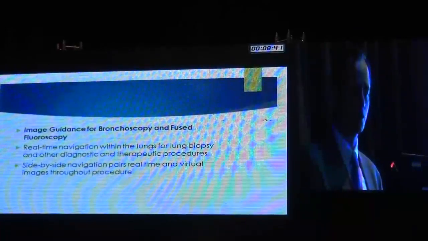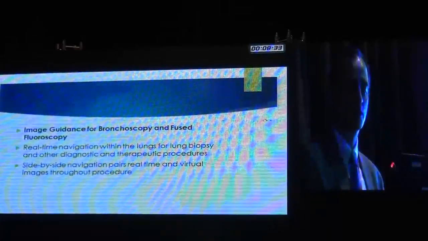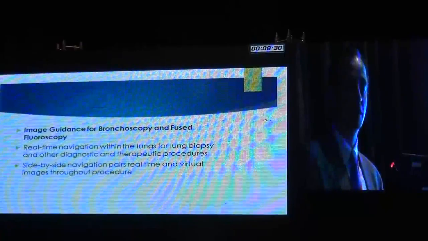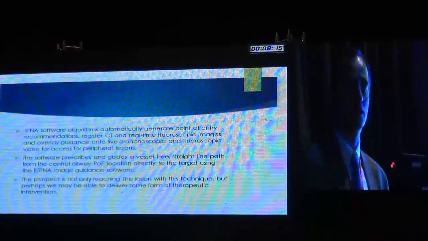Basically, it's a very complex machine that has virtual bronchoscopy with fluoroscopy, so it integrates pictures from the bronchoscope with a virtual image of the endobronchial tree with fluoroscopy, and then I'll show you how they manage to reach a lesion. It's an image guidance for bronchoscopy and fused fluoroscopy. It provides real-time navigation within lungs for lung biopsy and other diagnostic and therapeutic procedures. Side-by-side navigation pairs real-time and virtual images throughout the procedure. They call the technique the transparenchymal nodule access. The transparenchymal nodule access software algorithm automatically generates the point of entry.